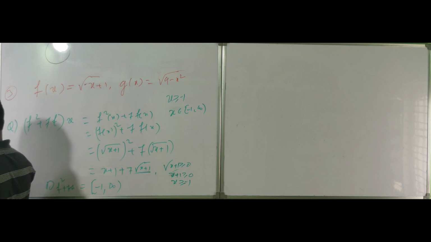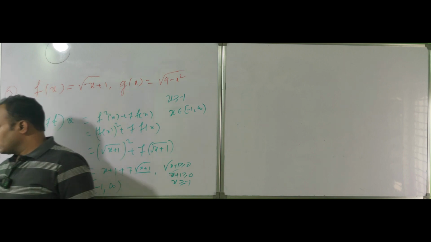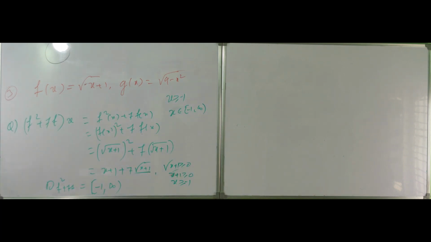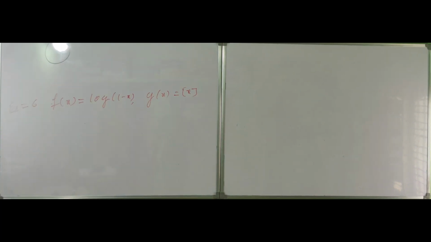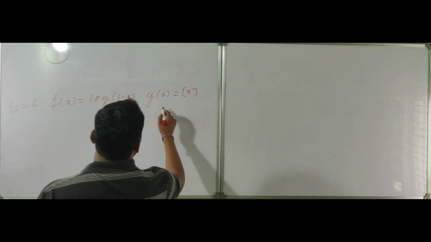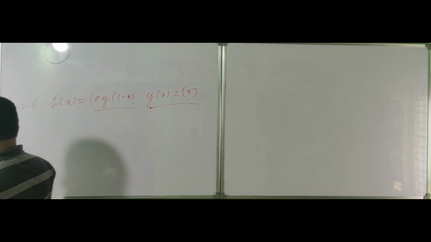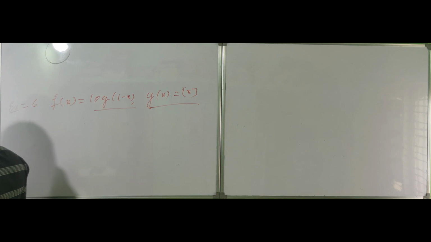Okay, we'll take the last function, Example 6. That is very complicated. Let's solve it. They give f of x is equal to log of 1 minus x and g of x is equal to root x. The question asks: find the following functions: f plus g, f minus g, f of g, g by f.